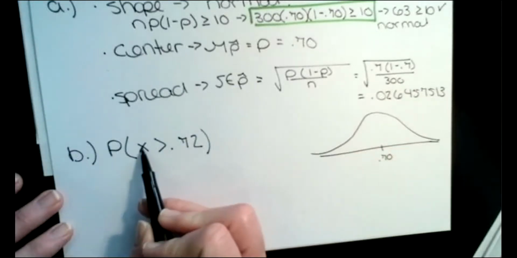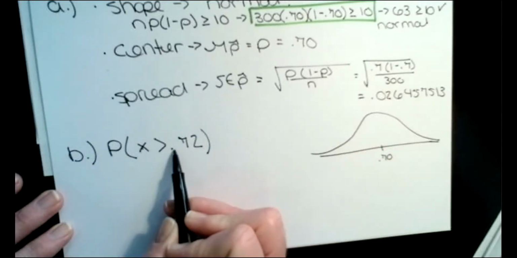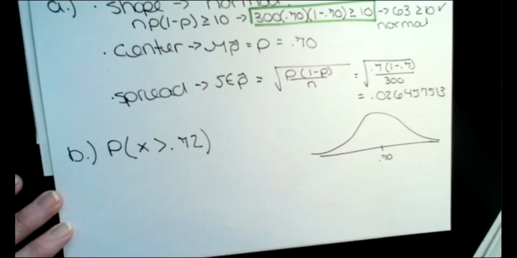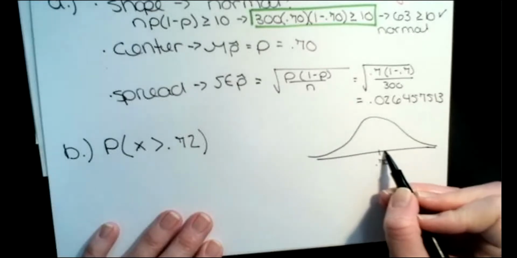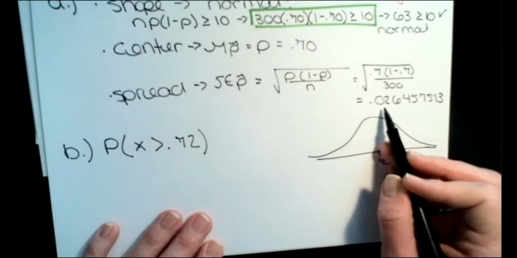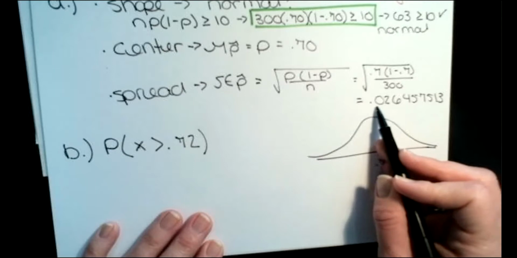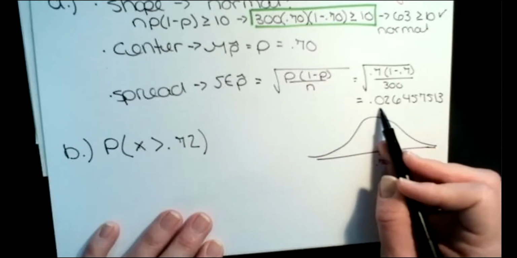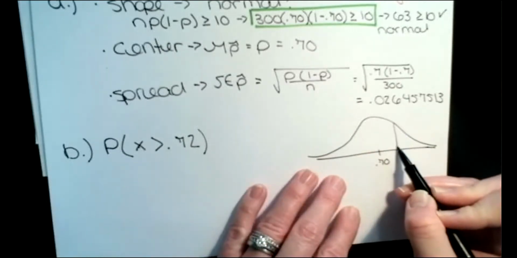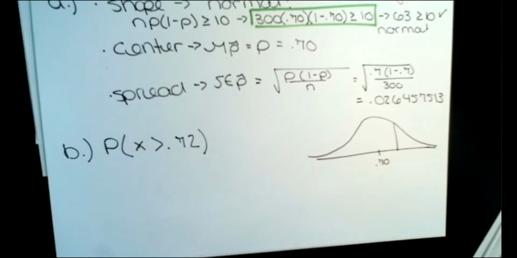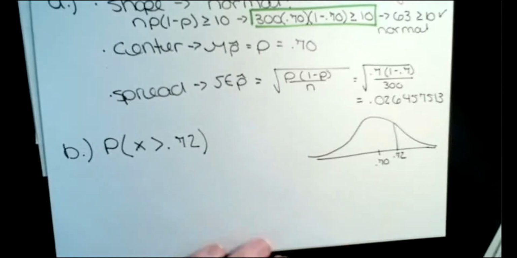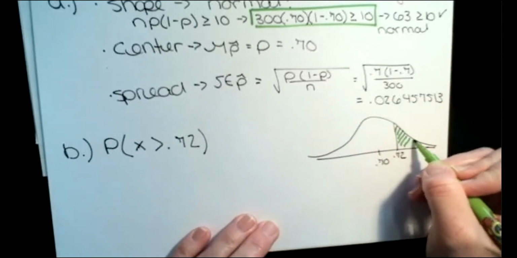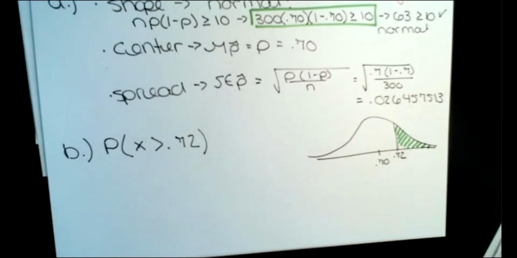So I want to know the probability that my random variable is greater than 0.72. So 0.72 is greater than 0.7. It's actually fairly far away if you take your spread into account. So I'm going to put it here. It doesn't really matter. It's a drawing. It doesn't have to be specific. So there it is. And I'm going to shade in the greater than to the right.